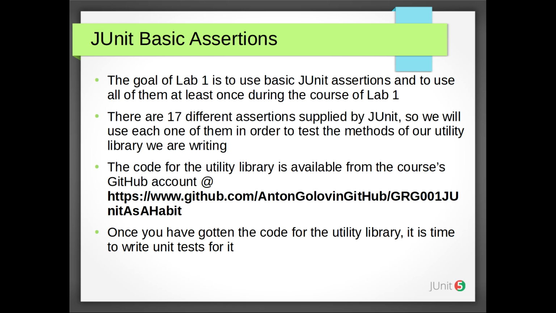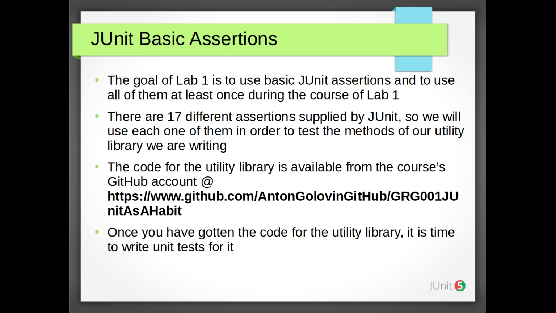The goal of Lab 1 is to use basic JUnit assertions and to use all of them at least once during the course of Lab 1. There are 17 different assertions supplied by JUnit, so we will use each one of them in order to test the methods of a utility library we are writing.